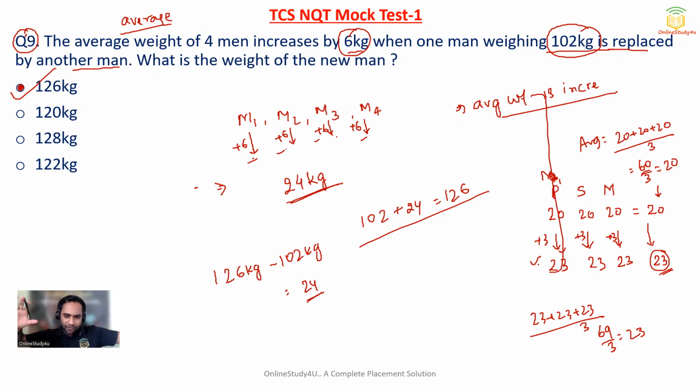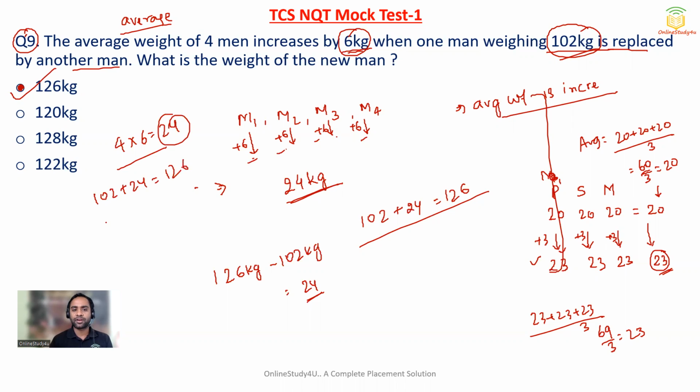Again, I have explained here with all the very basic minute things. Otherwise, directly you can see 6 kg increasing on 4. So 4 into 6, a total of 24 kg is increasing. A person of 102 kg is replaced by what? Definitely 24 kg increased, so 126. Two line answer. But for the two lines, you need to understand why I am multiplying that.